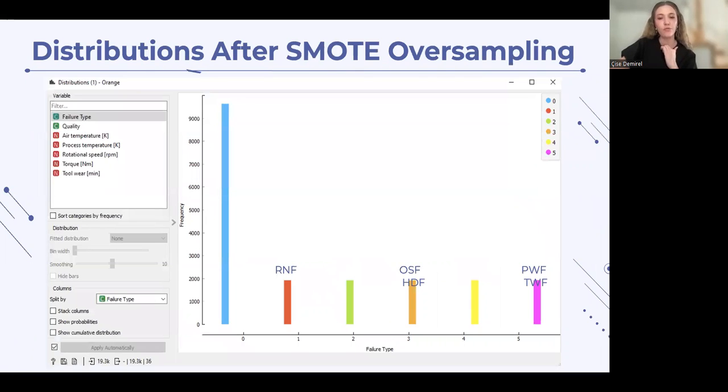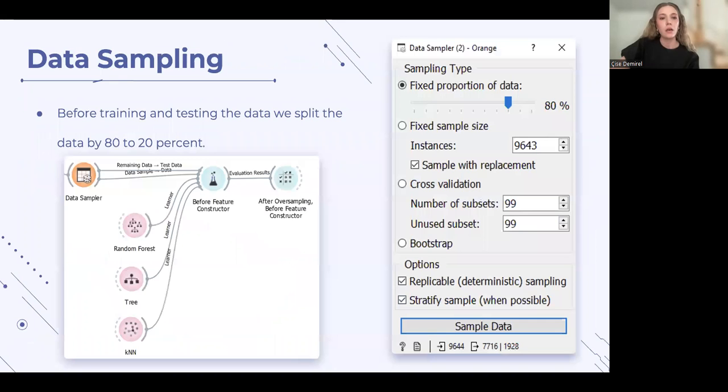The distribution of targets after we apply SMOTE is like that. We balanced the minority classes and the major class, as you can see here. After SMOTE, we split the data 80 to 20% for training and testing.